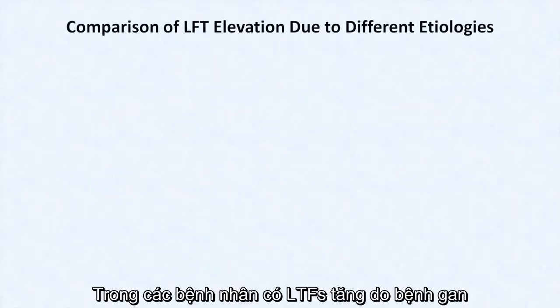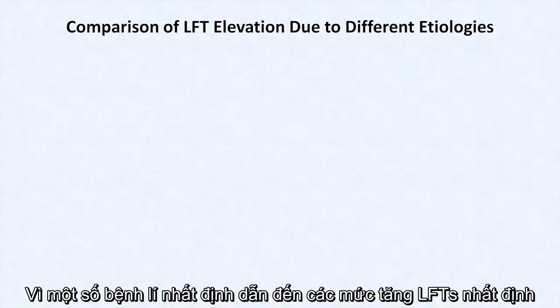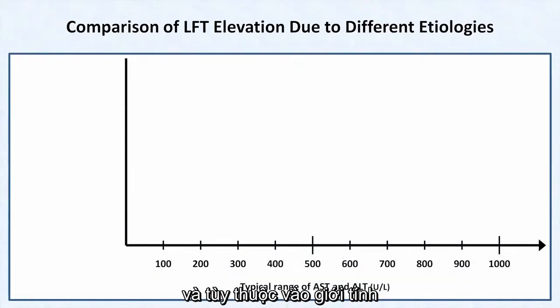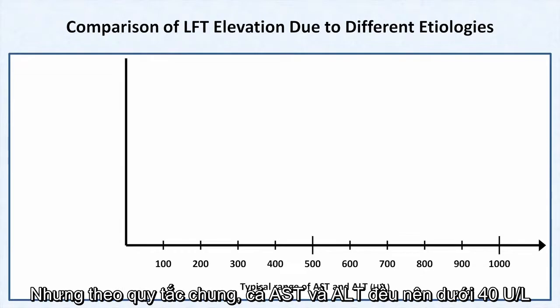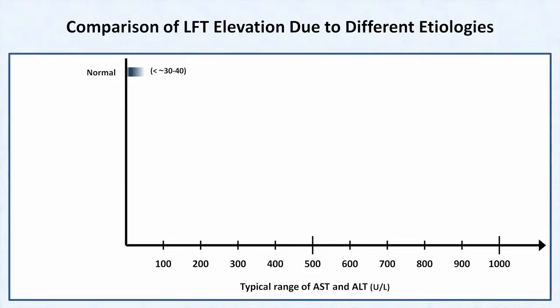Among patients with LFT increases due to liver disease, we can use the degree of elevation in formulating a differential diagnosis, since certain diseases result in a stereotypical range of LFT elevation. The normal range of AST and ALT differs a little bit between different labs and depending on gender, but as a general rule, the AST and ALT should both be below 40 units per liter. Some sources advocate for a lower limit than this.